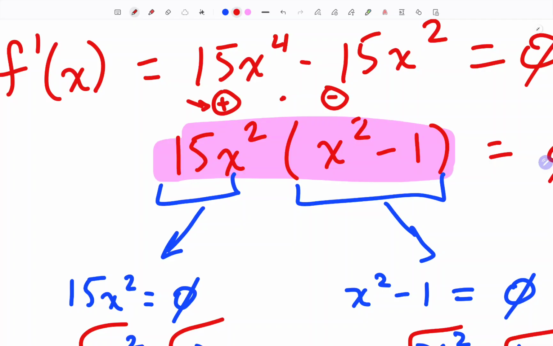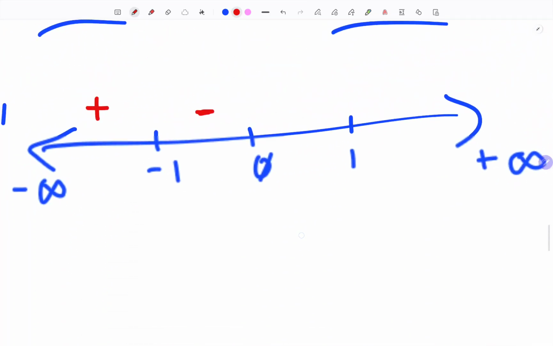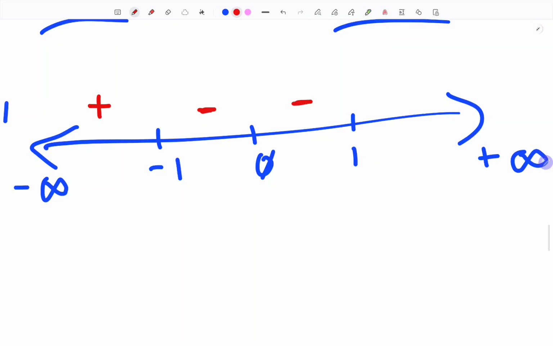1/2 squared is 1/4. Positive 1/2 squared is 1/4. 1/4 minus 1 is a negative. So again, we're going to get a positive times a negative. So this is going to give us a negative.